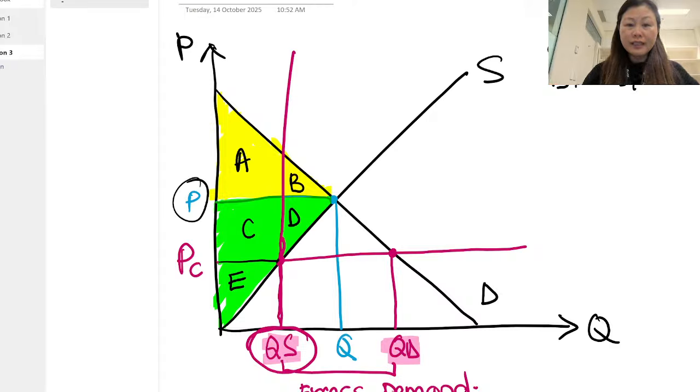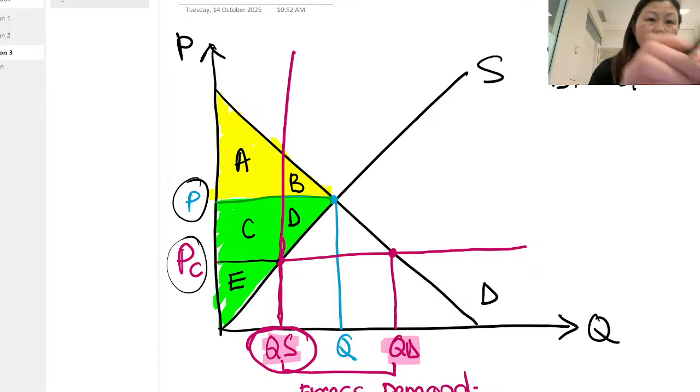After the price ceiling was introduced, the consumer surplus, now we look at who's consuming. Okay, let's just try to find a different marker. Just bear with me. Okay.